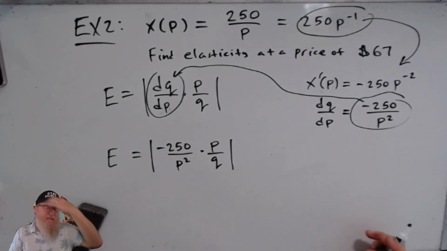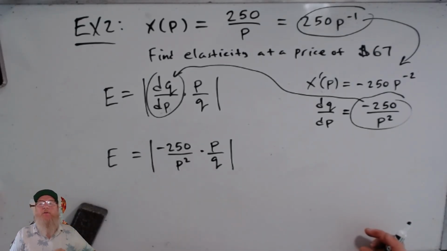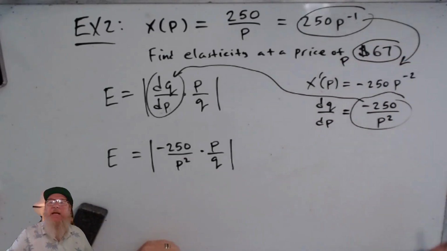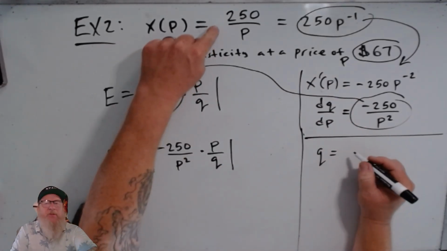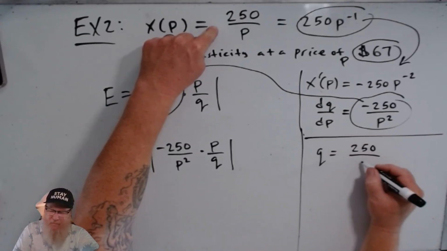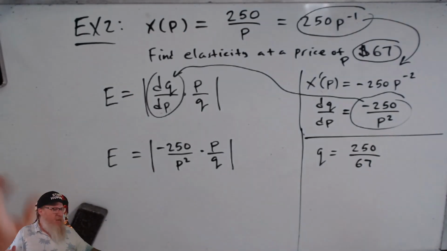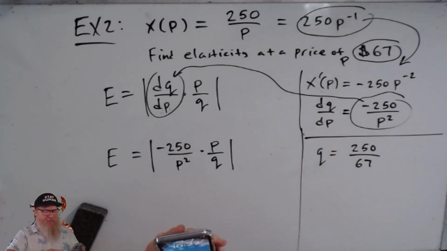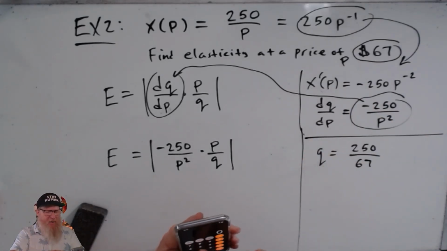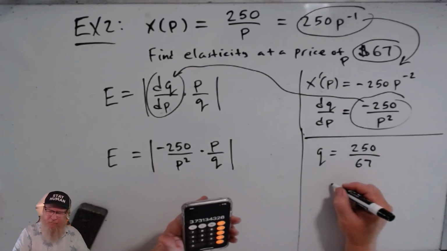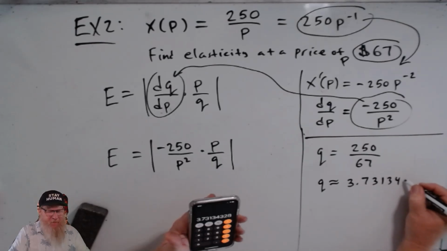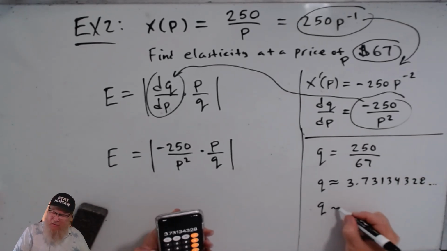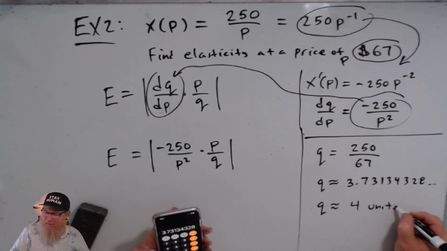All right, we're going to need to know the price, and we're going to need to know the quantity. We have the price, so there's our P. We're going to need to know the quantity, so we just use this function. I regret choosing the price of $67 because we're going to have to round. 3.73134328, blah, blah, blah, or approximately 4 units.